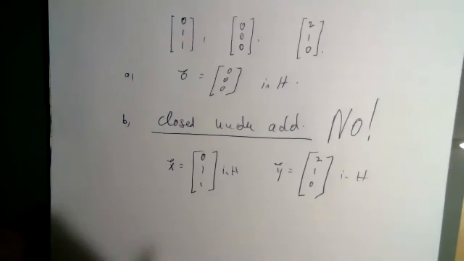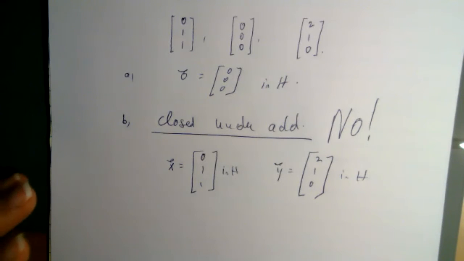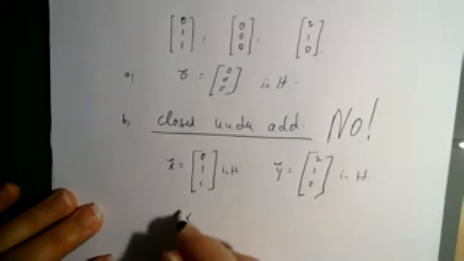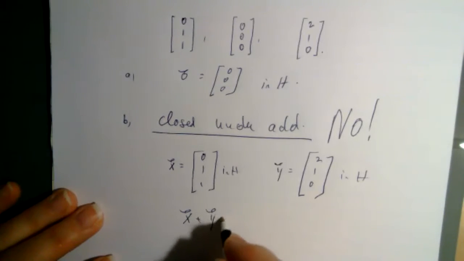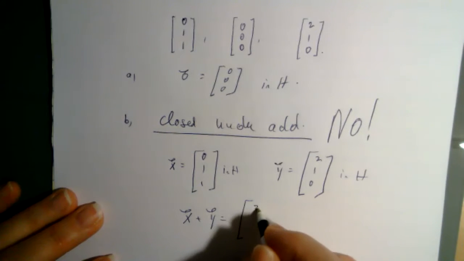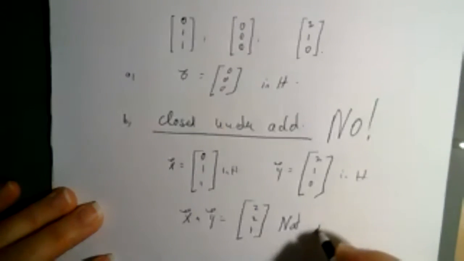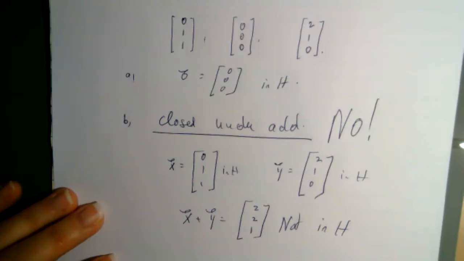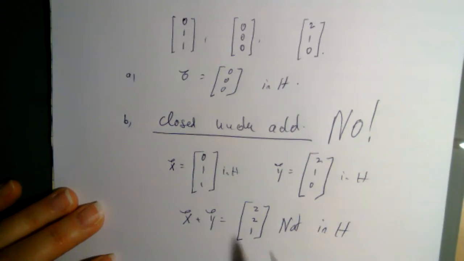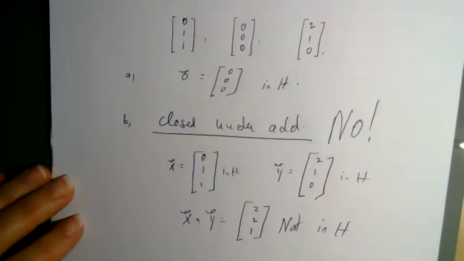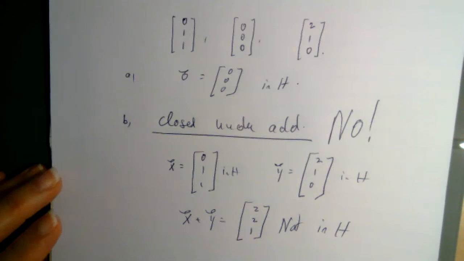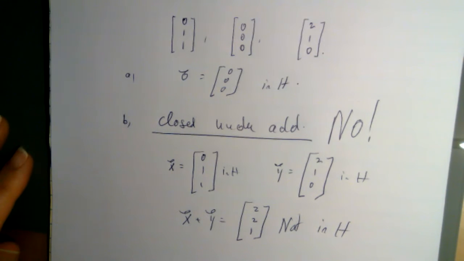That's why sometimes it's helpful to see what kind of vectors we are looking for, to really understand them. And then I add them, and I'm getting a 2, a 2, and a 1. Absolutely, it's not in my collection because the product of the components is not equal to 0. It's not in the subspace.